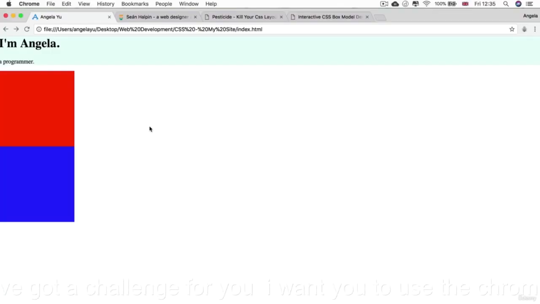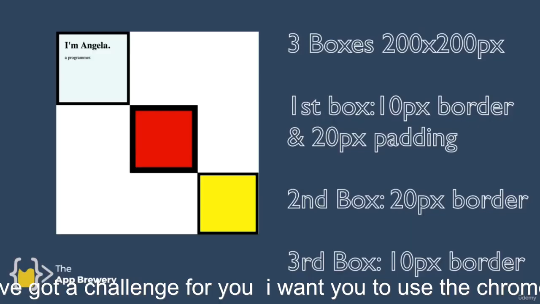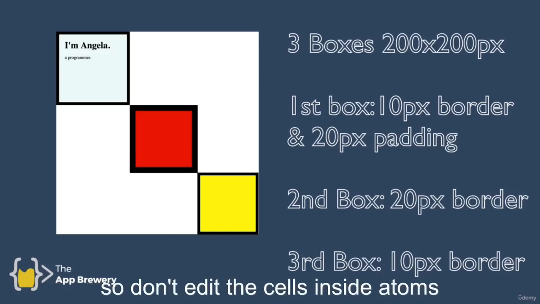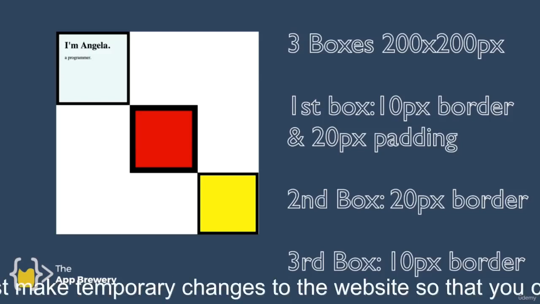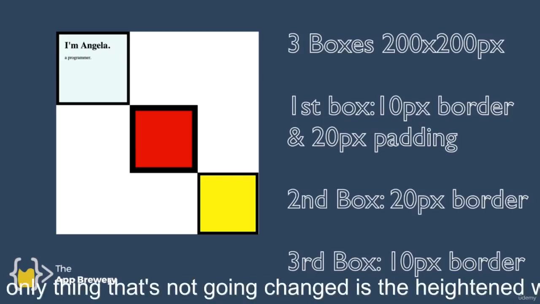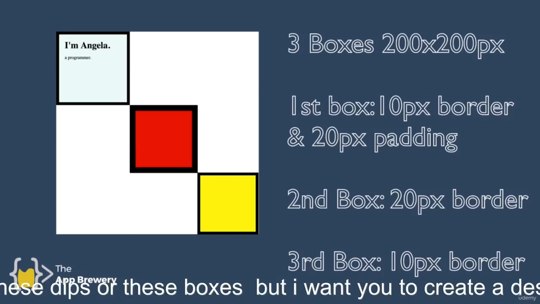Now, once you've done that, I've got a challenge for you. I want you to use the Chrome Developer Tools. So don't edit the styles inside Atom, but instead just make temporary changes to the website so that you can change the margins, the borders, the paddings. Now, the only thing that's not going to change is the height and width of these divs or these boxes.